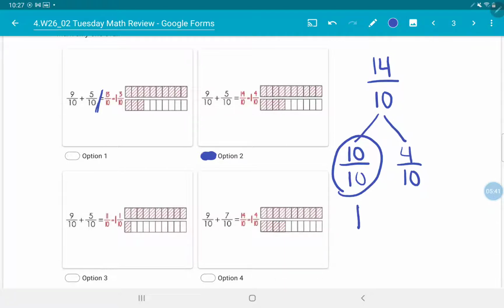That's what was different about option 4 than 1, 2, and 3: you were adding 7/10 to 9/10. That's how that one was easy for me, because all the others didn't equal 14. Exactly. You're exactly right. Questions about that one? Let's look at our next problem.